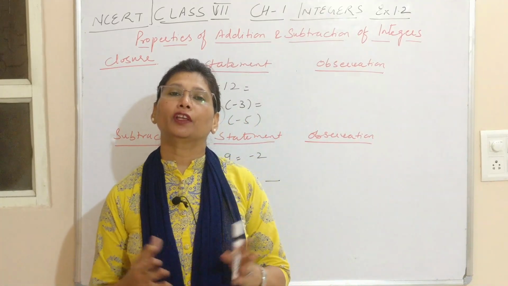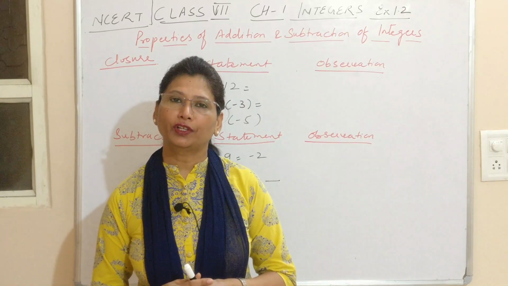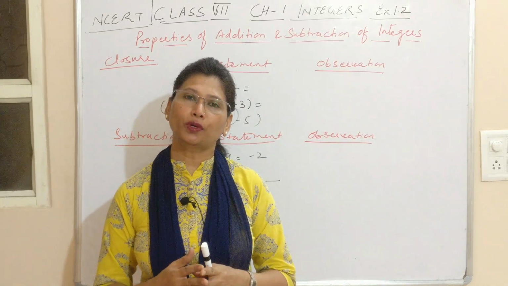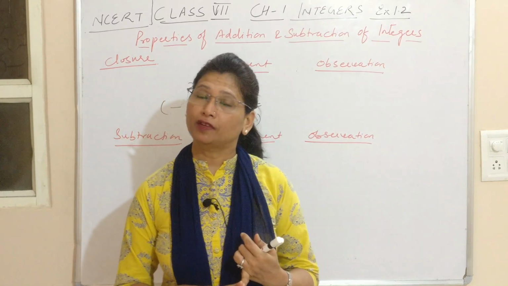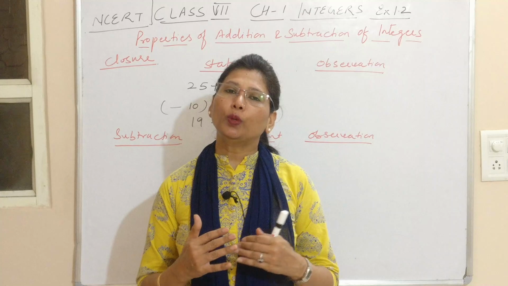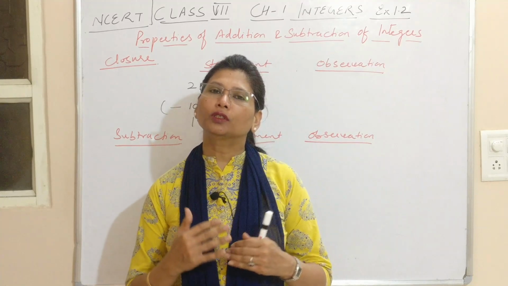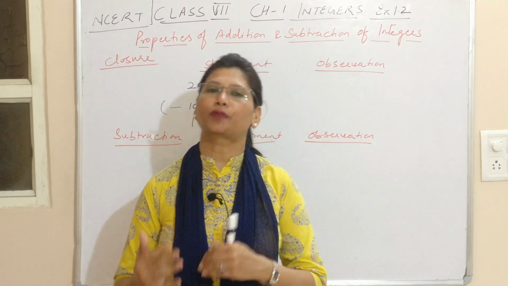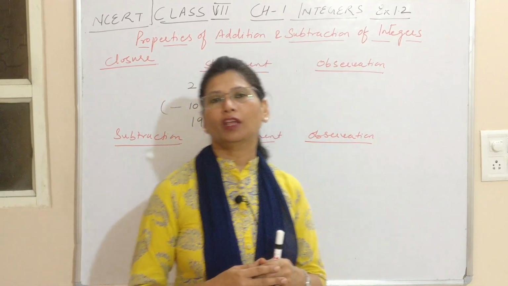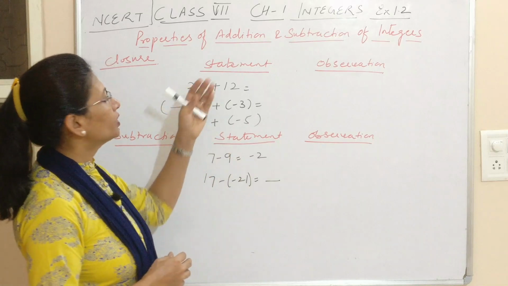In the second exercise I am taking the properties of addition and subtraction of integers, and as you all know, the properties are closure property, commutative, associative and additive identity. So here we take all the properties, taking both the signs, that is addition and subtraction. The first property I am taking is closure property, and we are trying it for addition.